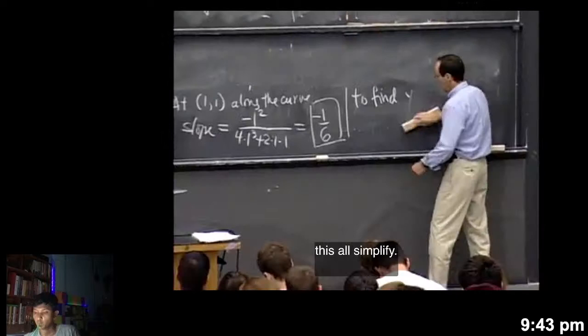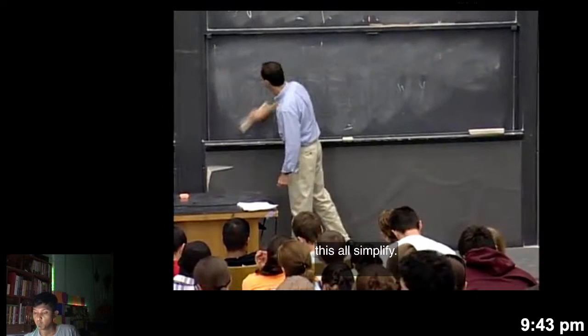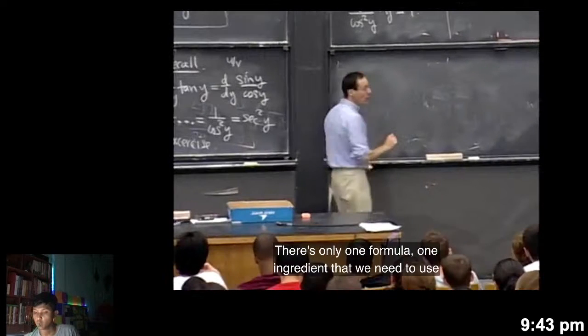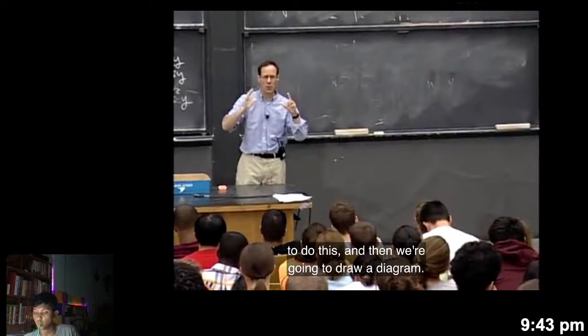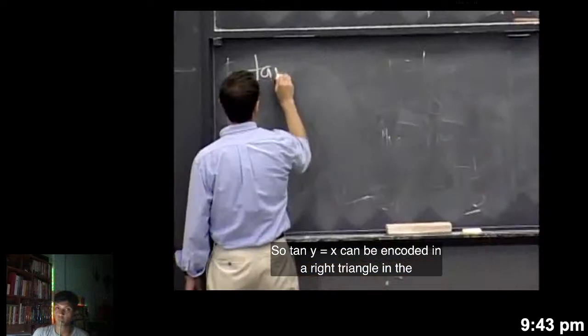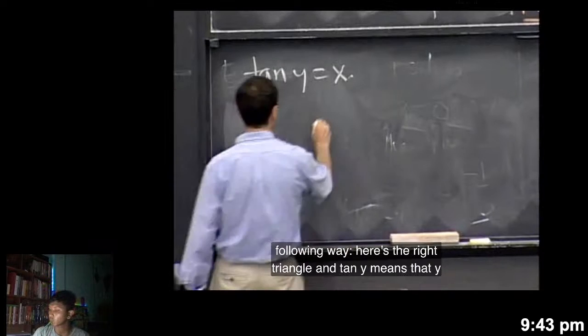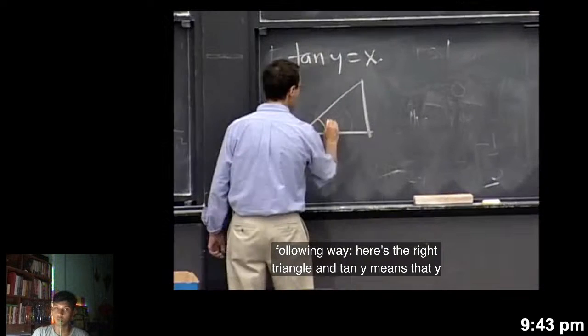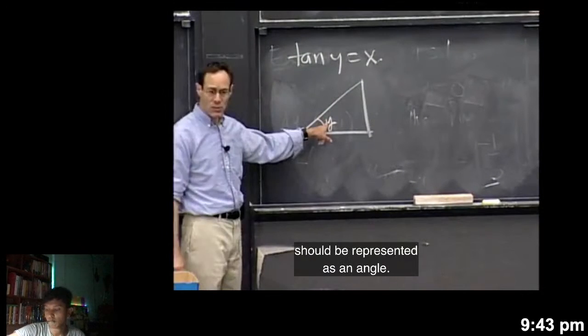So here we go. There's only one formula, one ingredient that we need to use to do this, and then we're going to draw a diagram. The ingredient, again, is the original defining relationship that tan y is equal to x. So tan y equals x can be encoded in a right triangle in the following way. Here's the right triangle, and tan y means that y should be represented as an angle.